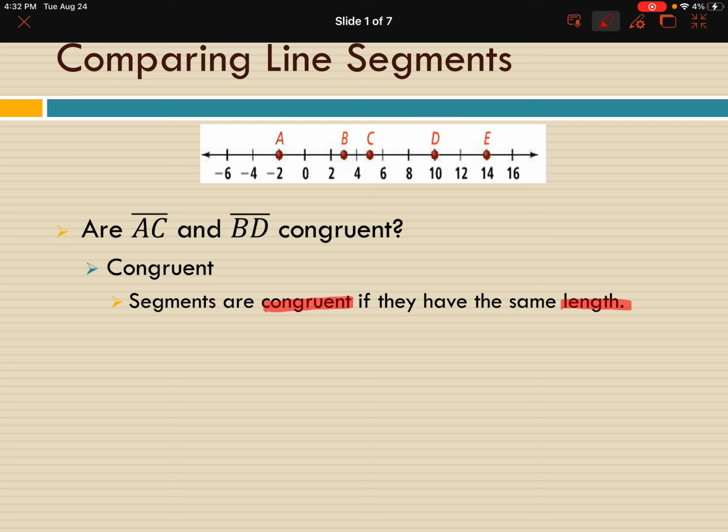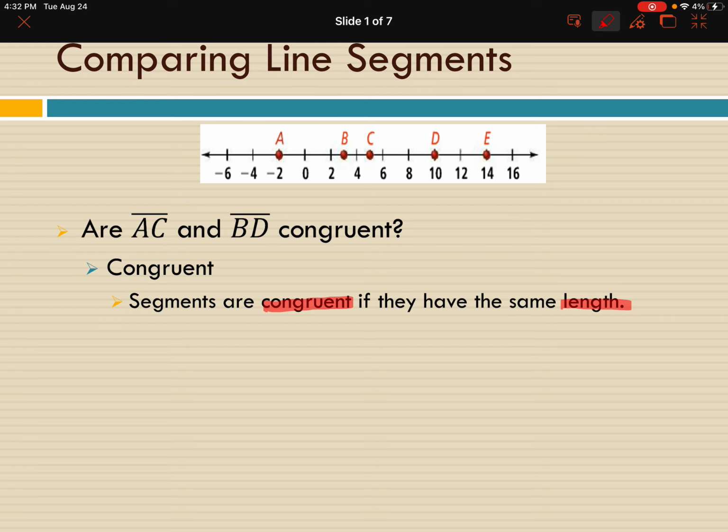Now remember, when we're talking about line segments, there's only one dimension that you can actually measure, and that's how long it is. So if two line segments are congruent, that means they have the same length.